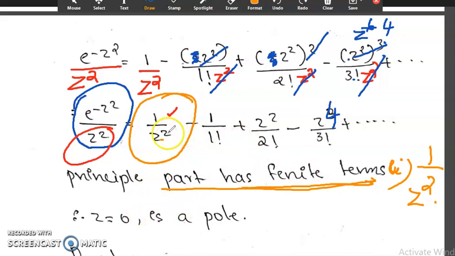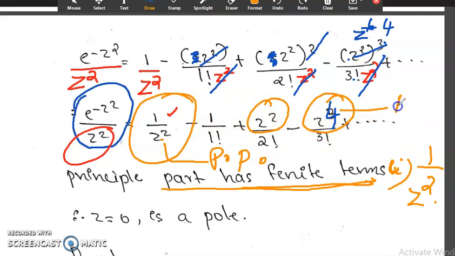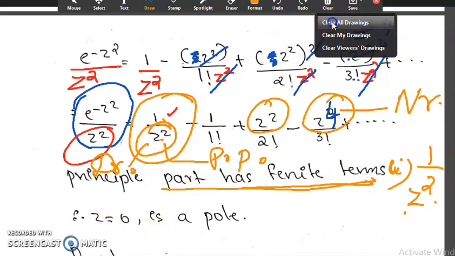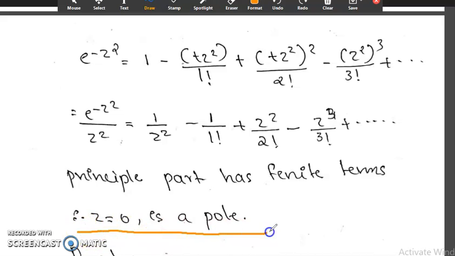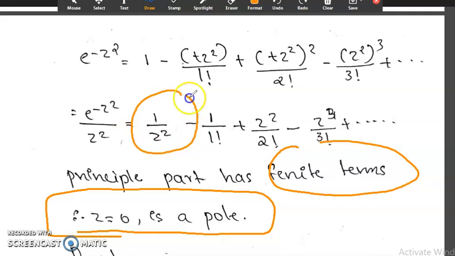Therefore, this is the principal part because here z comes in the numerator, but here z comes in the denominator. Whenever z comes in the denominator, we say that is the principal part. How many principal part terms? Only one term, that is the 1 by z square term. So we say z equal to 0 is a pole here, because the principal part has only finite terms.